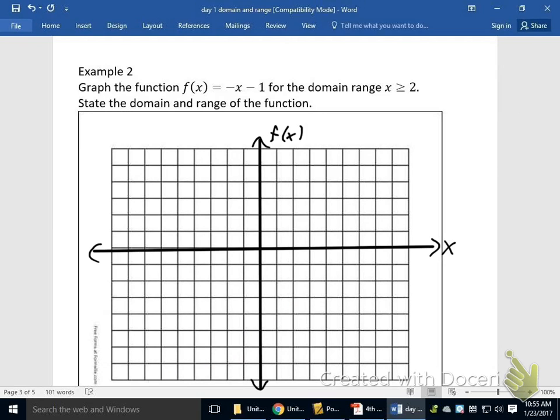For example 2, I'm doing exactly the same kind of problem. So no difference from problem number 1, just different values and the like. Going to go ahead and graph the line really quick. And the line is negative x minus 1, so I'm going to start at negative 1 for a y-intercept. And since it's negative 1 for my slope, I'm going to go down 1 over 1. And I can go ahead and get this line graphed out now.